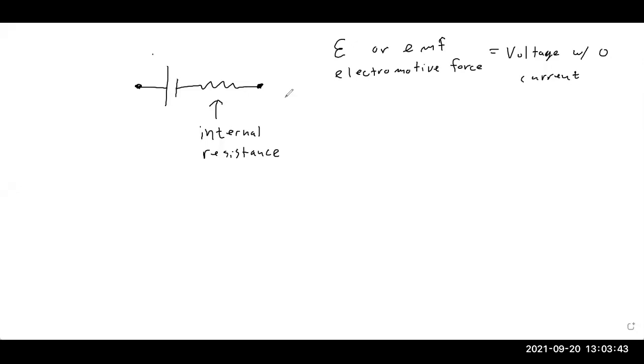So to put an equation for it, the voltage across the battery is equal to its super curly E for EMF minus IR.